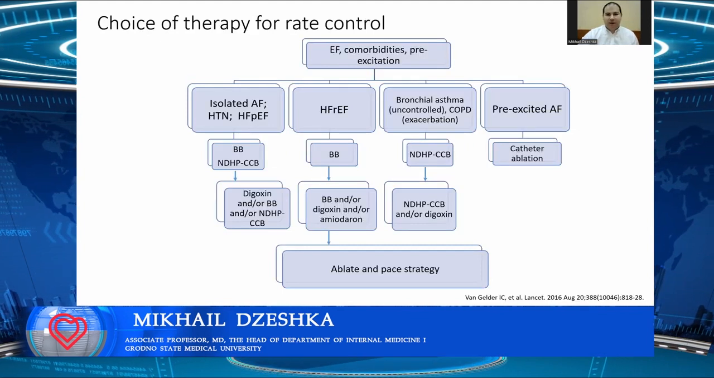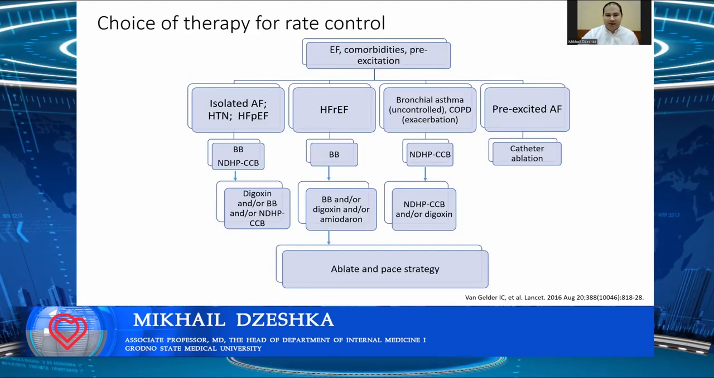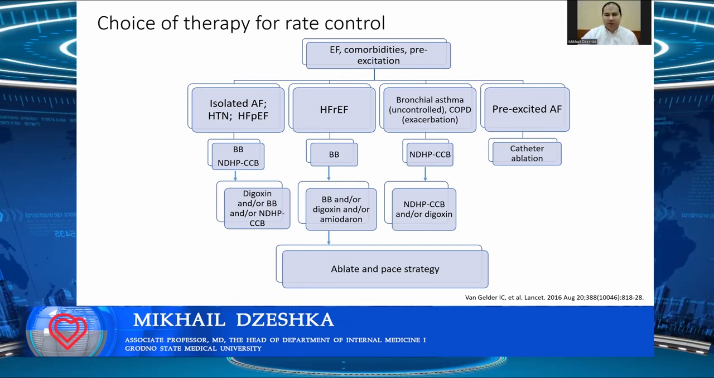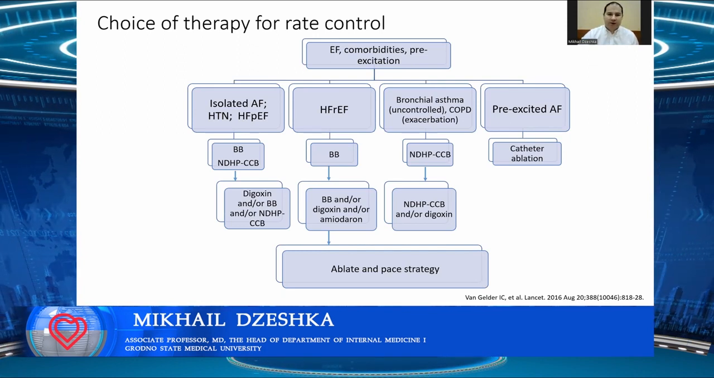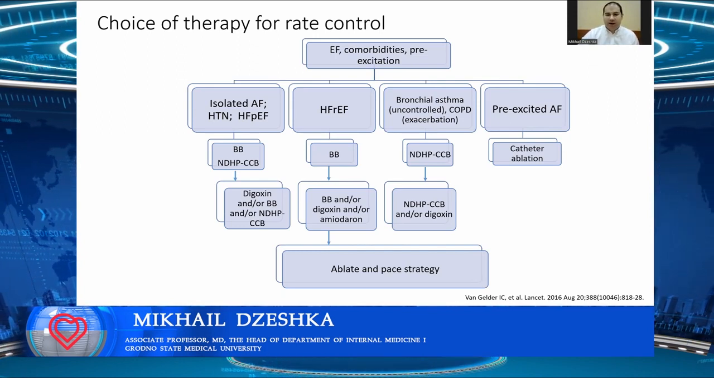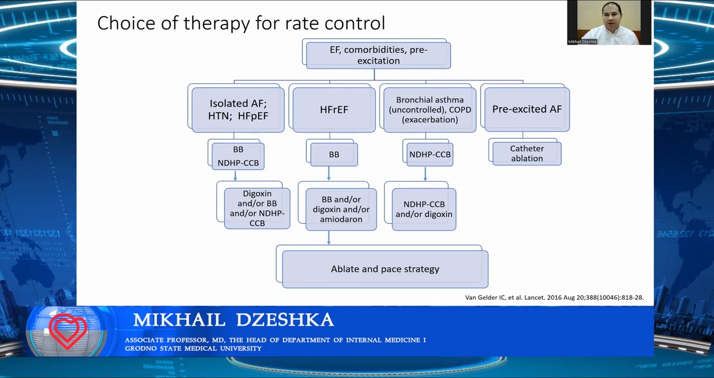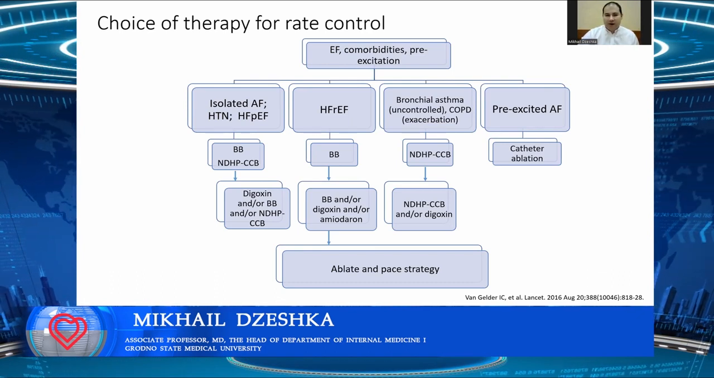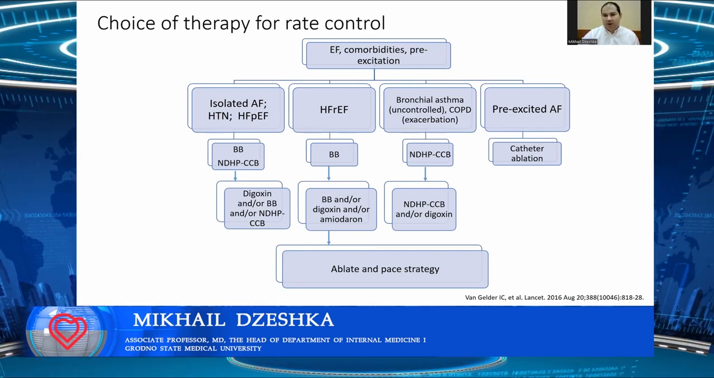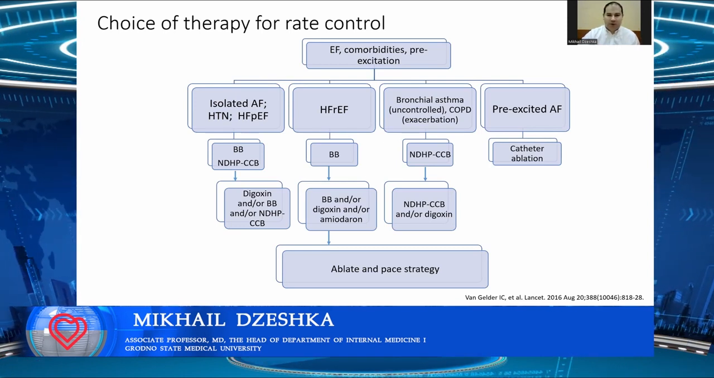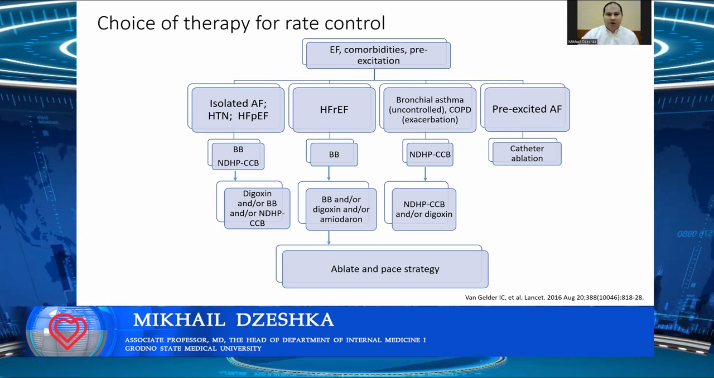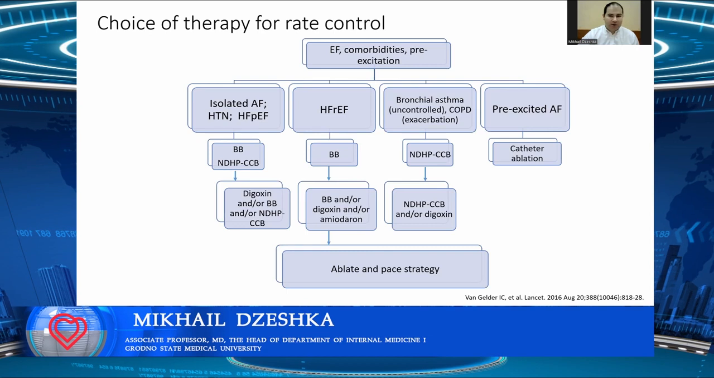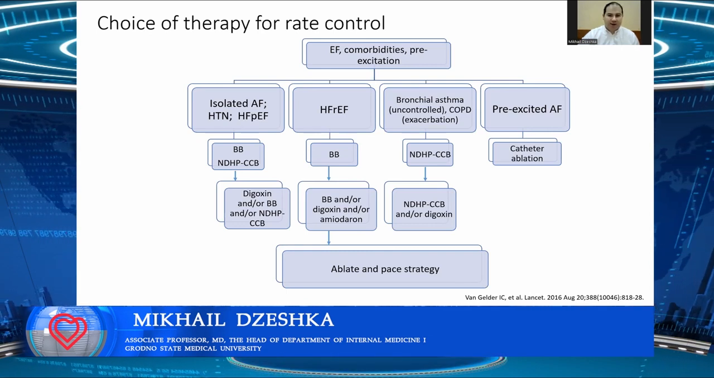Rate control therapy could serve as a baseline strategy for all patients with atrial fibrillation in order to reduce symptoms and prevent progression of atrial fibrillation. It's also the last choice when a patient failed to stay in sinus rhythm after attempts of cardioversion, either pharmacological or electrical. Rate control can be achieved with beta blockers, digoxin, diltiazem, or verapamil, or combination therapy, depending on ejection fraction, comorbidities, and presence of pre-excitation.